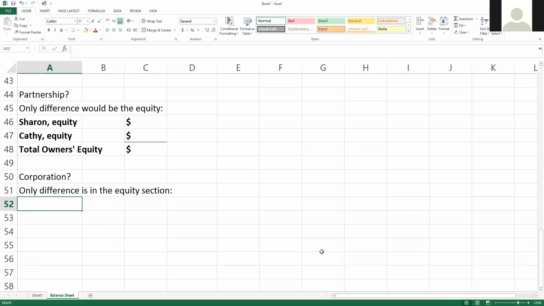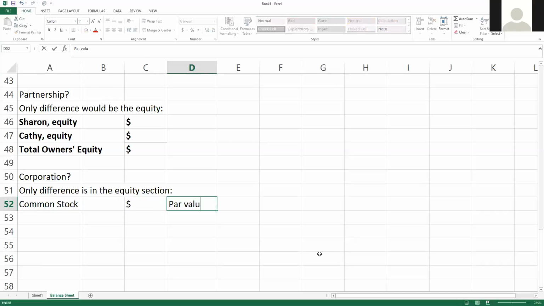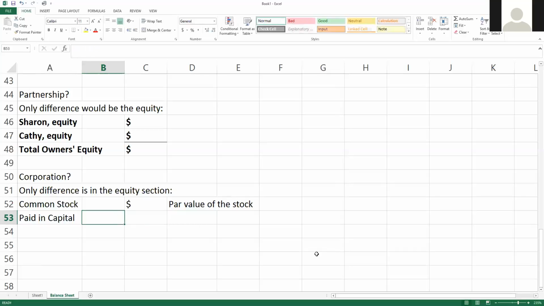Corporations, their owners are called stockholders, and there are millions and millions of stockholders. So there's no way we'd list everybody's name and say equity. We have an account called common stock, and in that is the par value of the stock. I'll explain that in a minute. And then there might be an account called paid in capital, sometimes called a PIC account. See the PIC for paid in capital. That's where you get PIC.